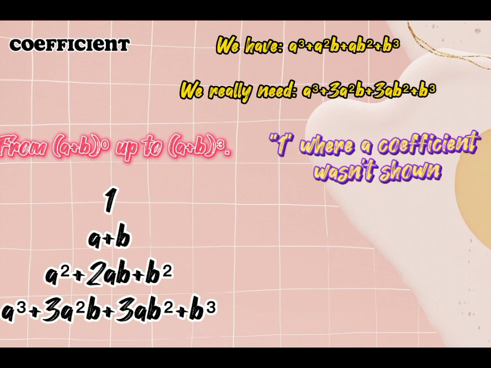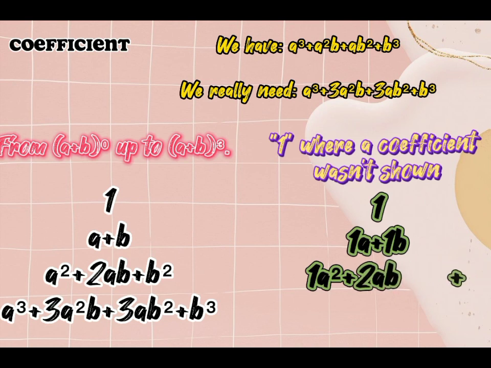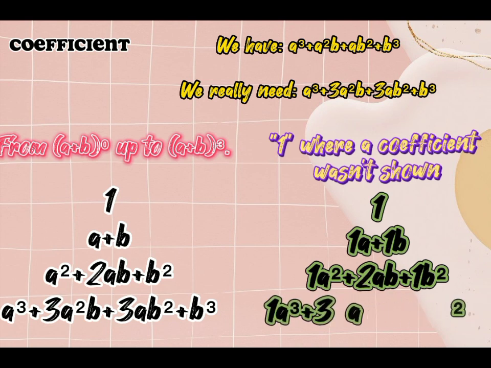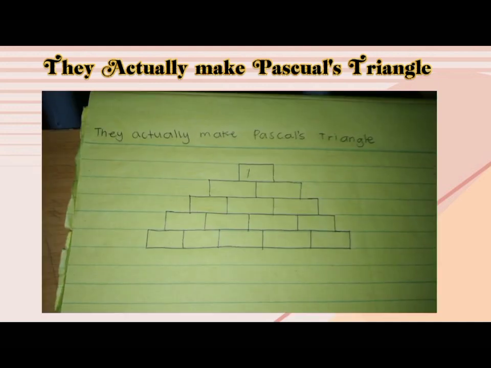And now look at just the coefficients, with a 1 where a coefficient was not shown. So this one starts from number 1, then goes down to 1a plus 1b, followed by 1a to the power of 2 plus 2ab plus 1b to the power of 2. Then the last is 1a to the power of 3 plus 3a to the power of 2 b plus 3ab to the power of 2 plus 1b to the power of 3. They actually make a Pascal triangle.